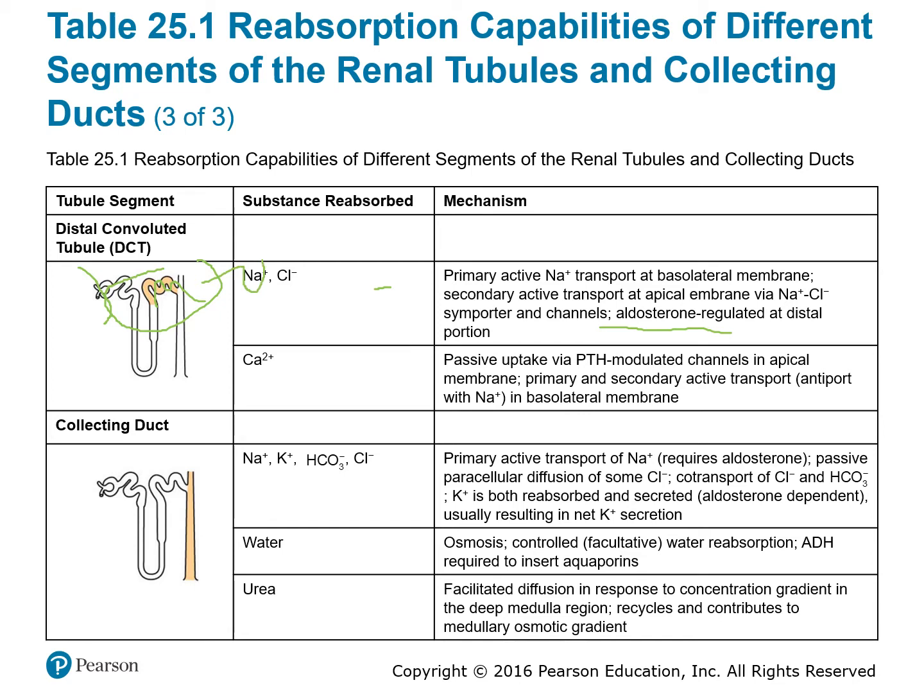Okay, so sodium, aldosterone. So calcium here is going to be a passive uptake via parathyroid hormone. So remember the little, about 4 little pieces of glandular tissue right at the thyroid usually, for calcium regulation. So via parathyroid modulated channels at the apical membrane, primary and secondary active transport, antiport with sodium at the basolateral membrane.